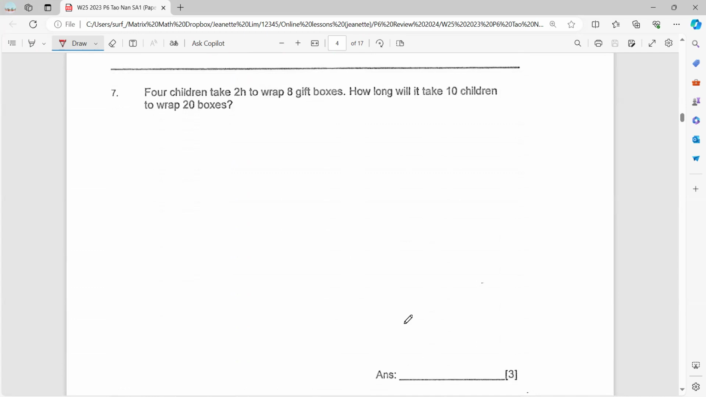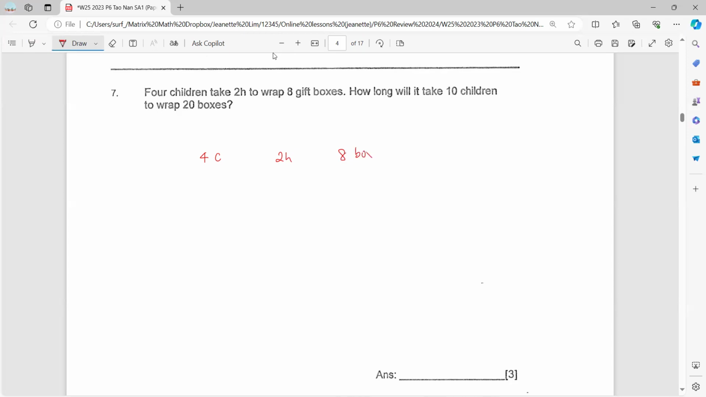Question 7. 4 children take 2 hours to wrap 8 gift boxes. How long will it take 10 children to wrap 20 boxes? Okay, so this question is about rate. This is what I'm going to do. First, number of children, 4 children will take 2 hours. What is the work done to wrap 8 gift boxes?